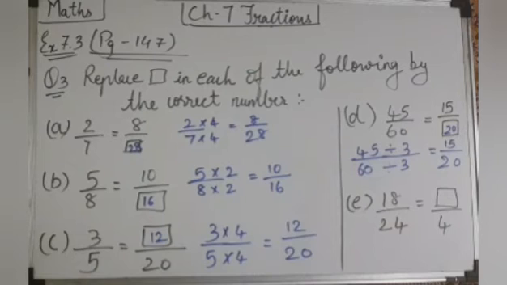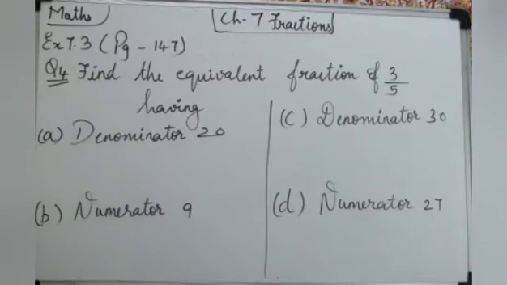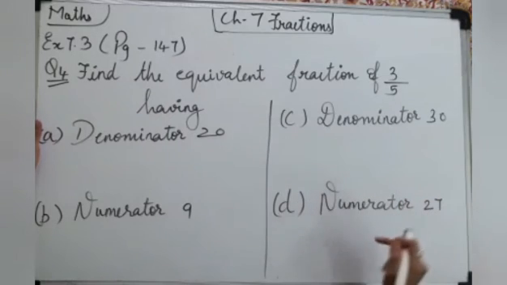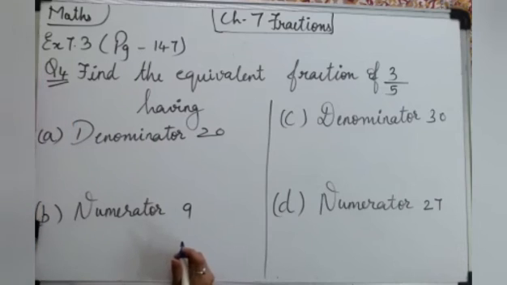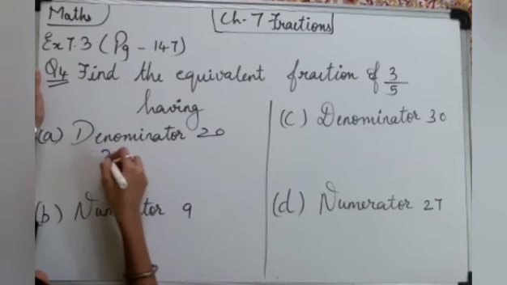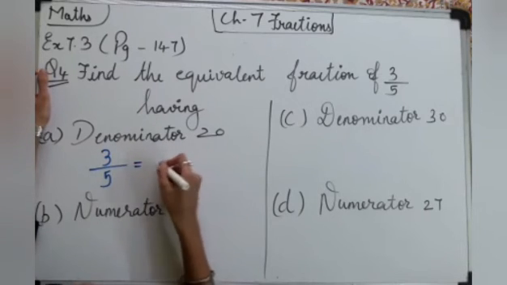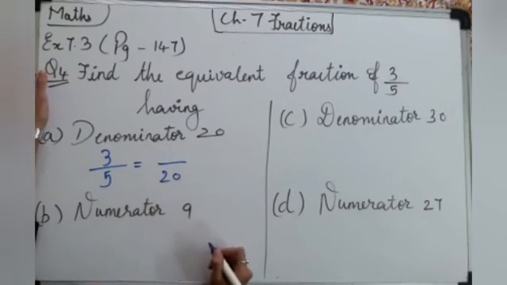Now moving to question number 4. In question number 4 they are telling: find the equivalent fraction of 3 upon 5 having denominator 20, numerator 9, denominator 30 and numerator 27. Some rules they have kept. That 3 upon 5 is equal to, they need denominator 20. Okay. So don't get confused.